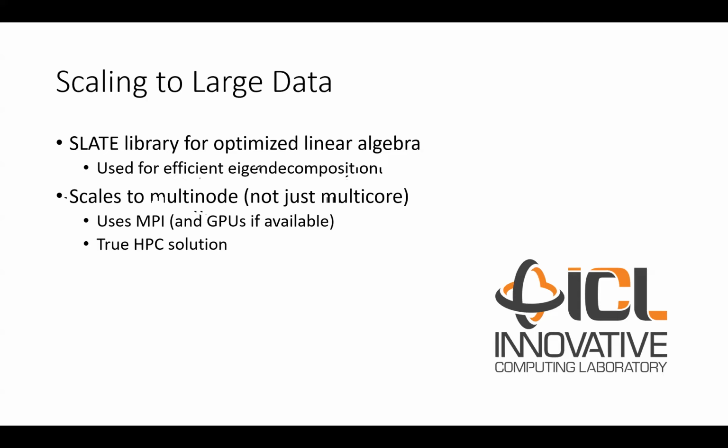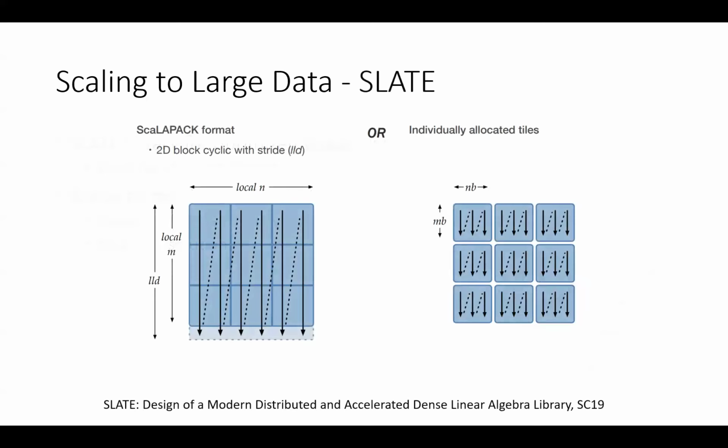It can scale to multi-node systems, not just multi-core systems, and uses MPI, the message passing interface, and GPUs if they're available. So it's really a high performance computing solution to the problem. SLATE works by, rather than storing the entire matrix on a single process or even on a single node, trying to grid it up into tiles. And tiles are stored across processes and transferred to the processes that need them during parallel operations.